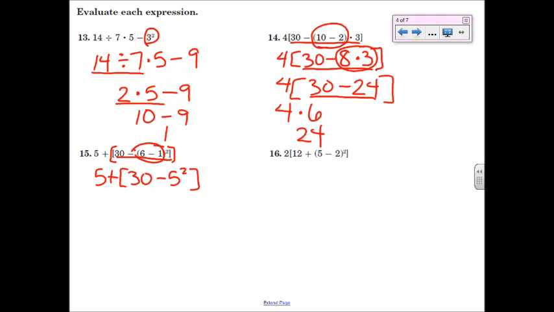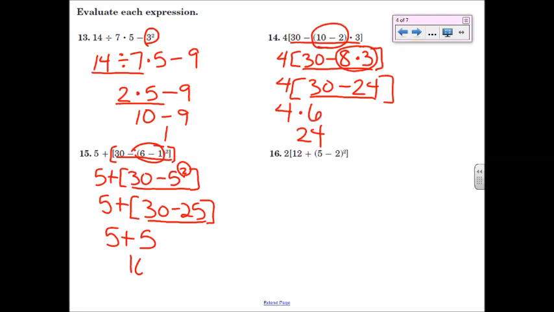Then, inside these parentheses, still working on that, I have an exponent. So I do that next. 5 squared is 25. So inside the square brackets, I have 30 minus 25. And then the last step inside the square brackets is addition, subtraction, because I don't have any multiplication in there. And so then I have 5 plus 30 minus 25 is 5. And 5 plus 5, my last step, now that I have the parentheses gone, is 10.